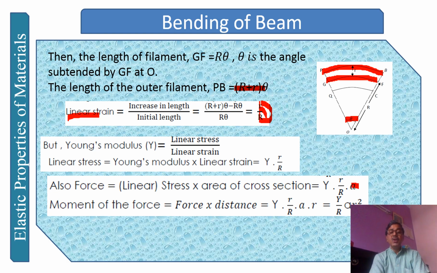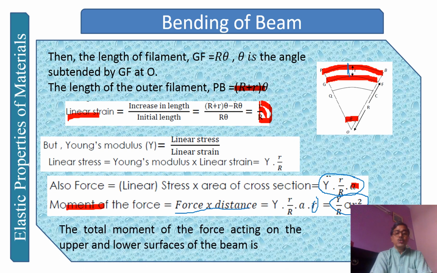Now let's calculate the moment of the force. Moment of the force is force into perpendicular distance. So what is the force we have calculated? This is the value of the force that we have calculated. Multiply this with the perpendicular distance. What is the perpendicular distance? This is small r. We have multiplied this by small r here, so we are getting Y A r squared upon R. This is your moment of force.